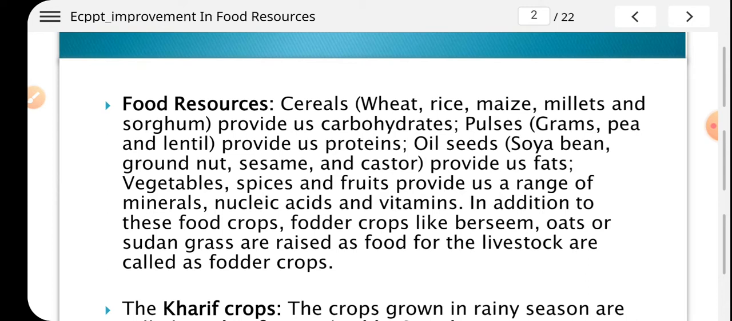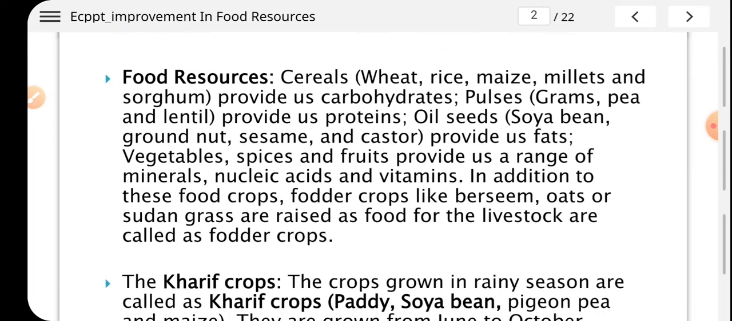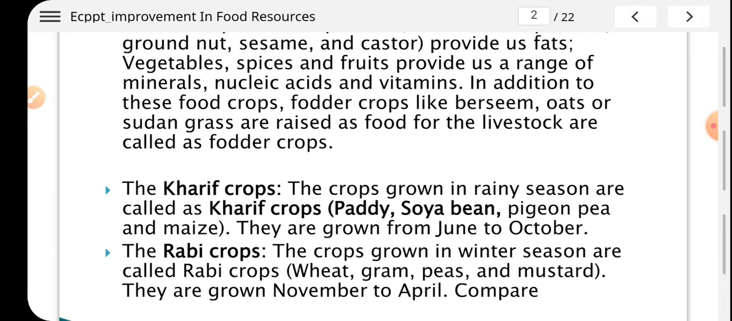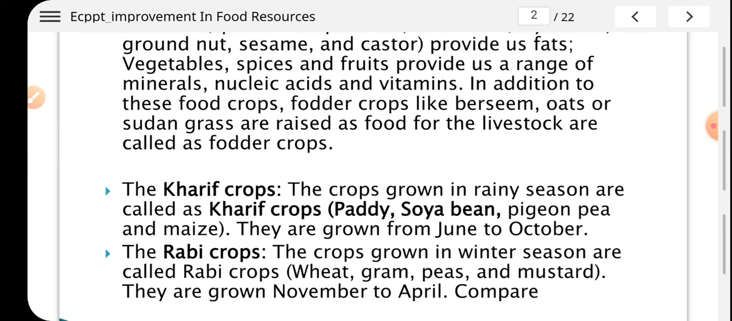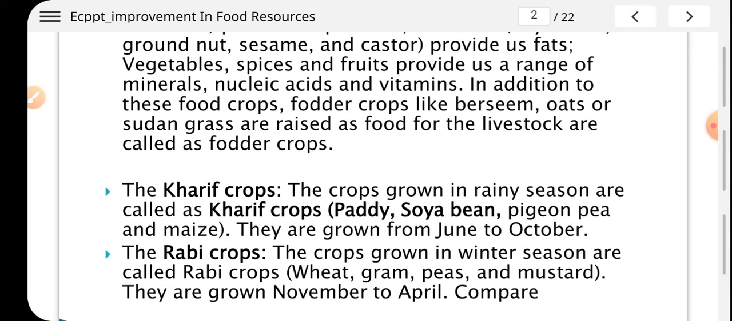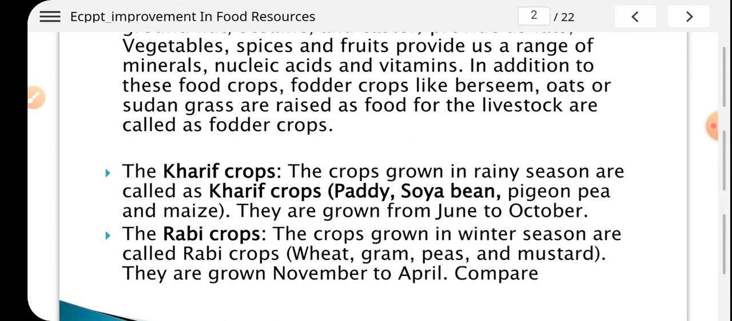Next is pulses, which include gram, peas, which provide us protein. Other is oil seed, which provide us fat. Vegetables and fruits provide us minerals, nucleic acid, and vitamins. In addition to these, fodder crops like oats and sudan grass are raised as food for livestock, that are called fodder crops.